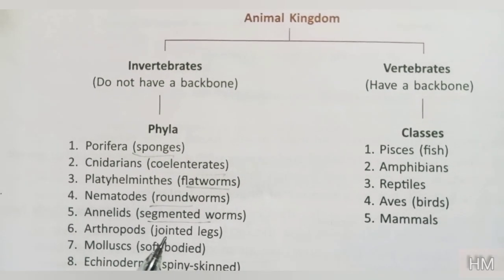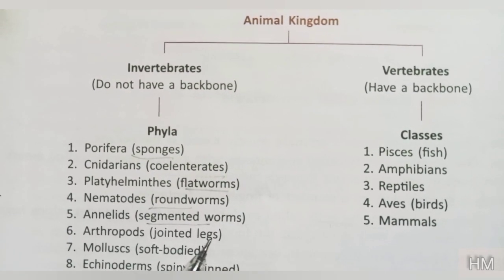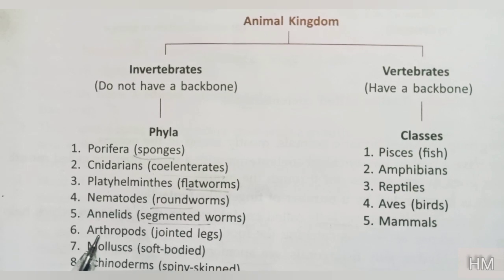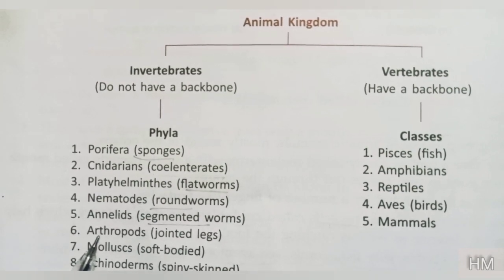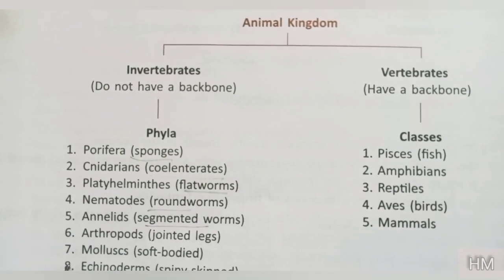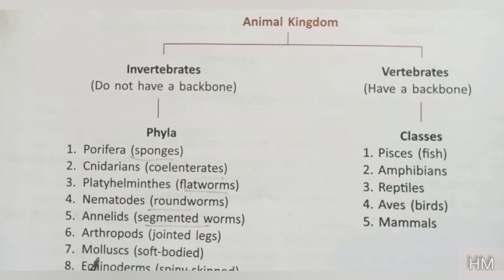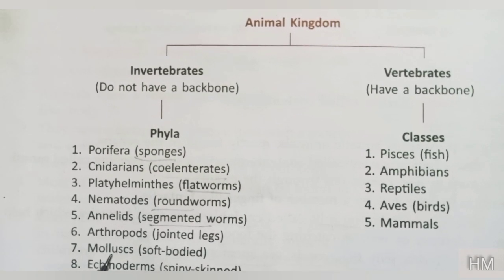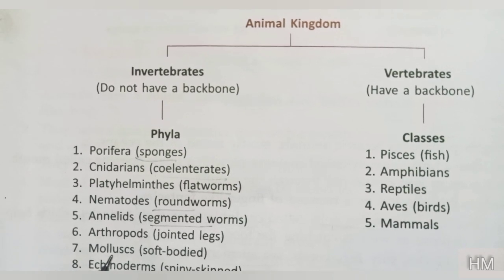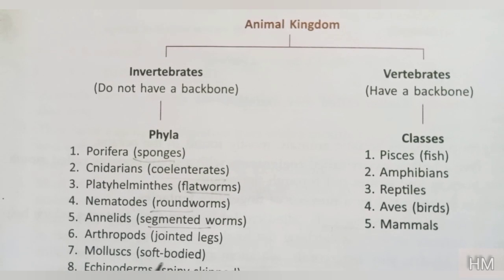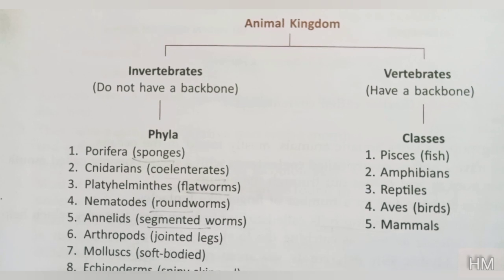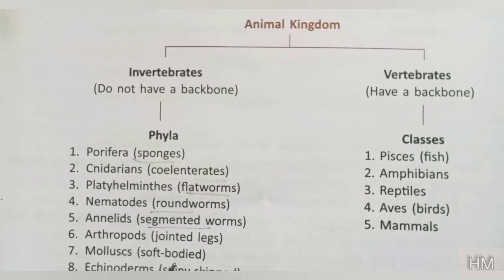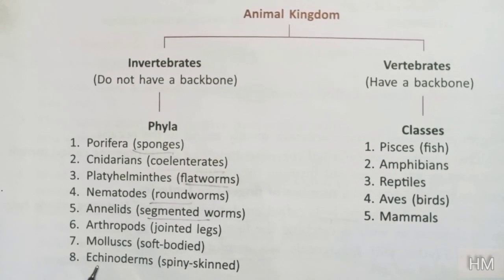The organisms which have the jointed legs or appendages, they come under the phylum arthropods. Your cockroach comes under arthropods. Then comes your next phylum, that is molluscs. Organisms belonging to the phylum molluscs are mostly soft bodied, like your jellyfish. Then comes your echinoderms.